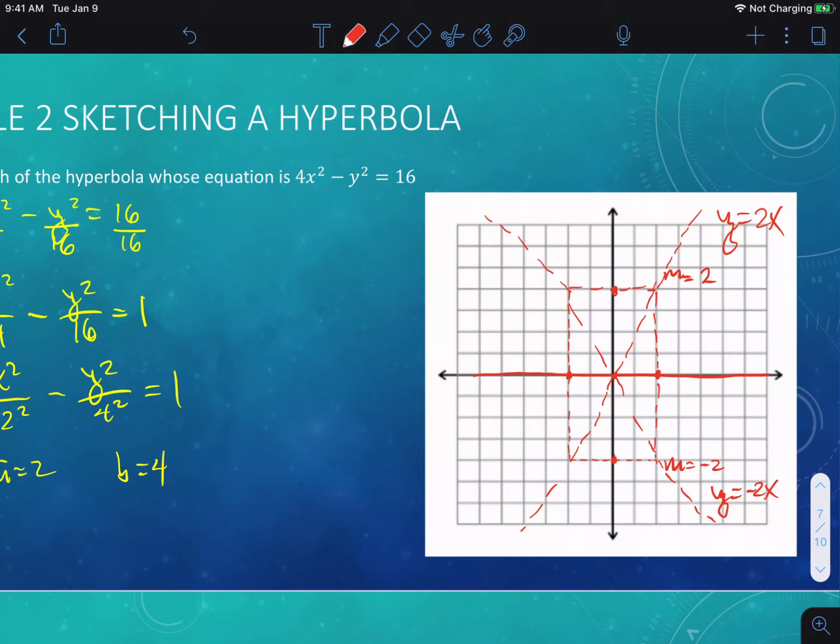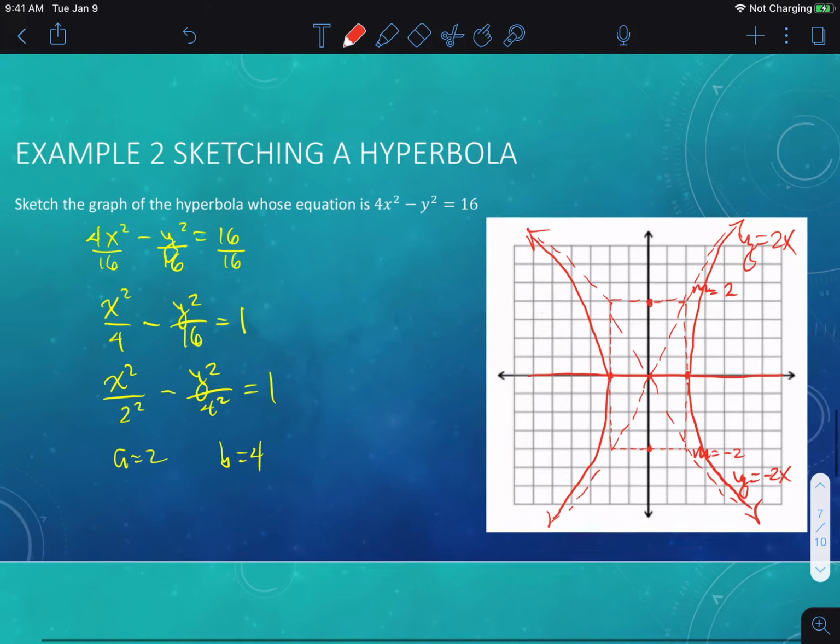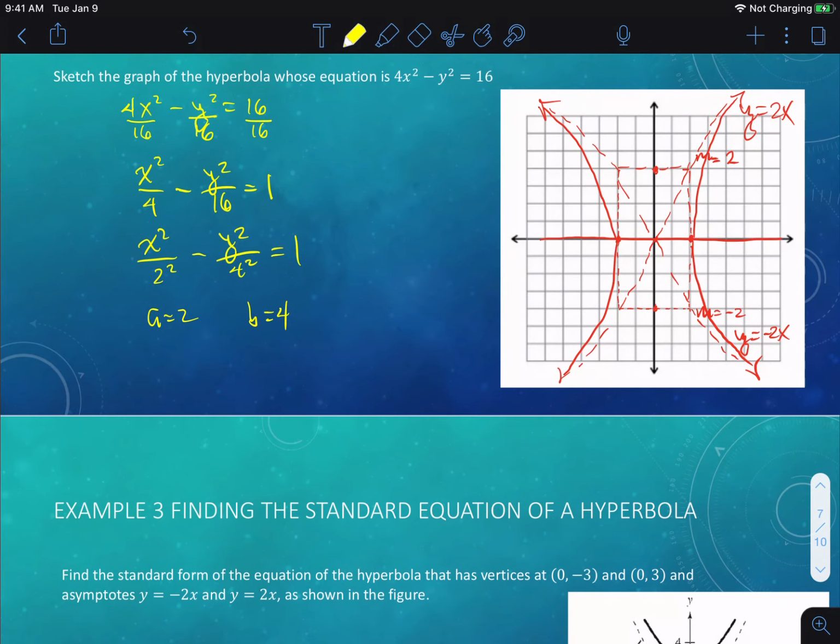So now all we have to do is go from our vertices and head toward the asymptotes in order to draw the picture that shows my hyperbola. And you just head toward the asymptotes, and that's a pretty good approximation of the appearance for your hyperbola. So there we go. So that's that example, sketching a hyperbola. Now let's find the foci. Well, we have a squared plus b squared is equal to c squared, and that's going to be 2 squared plus 4 squared is equal to c squared.